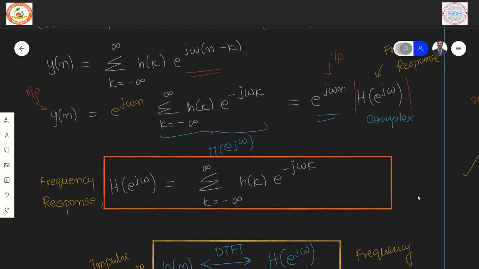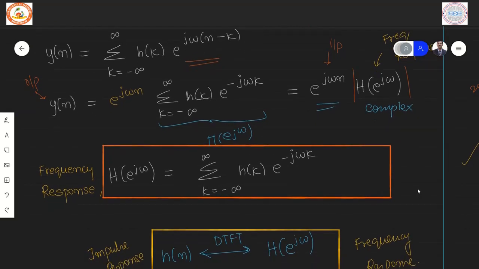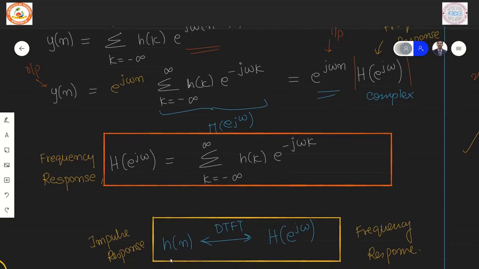This above equation resembles that of the discrete time Fourier transform. Hence, we can conclude that when the input is h of n, which is impulse response, if you calculate its discrete time Fourier transform, you end up with frequency response. Therefore, the relationship between the impulse response and frequency response is related through the discrete time Fourier transform. Taking the inverse discrete time Fourier transform of H of e power of j omega, we obtain the impulse response.